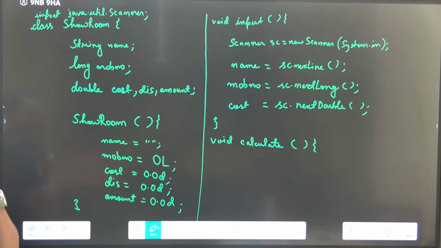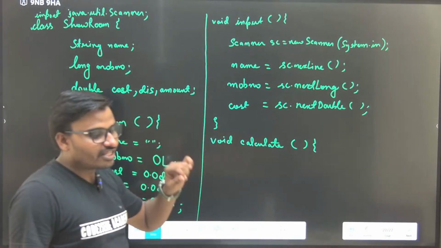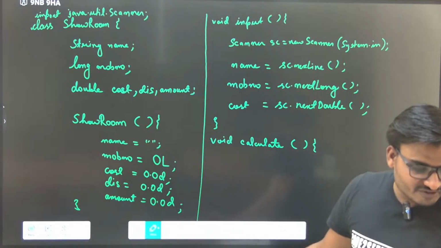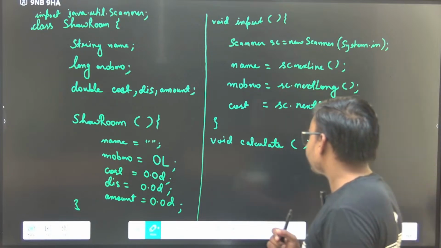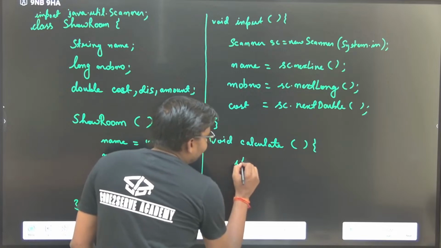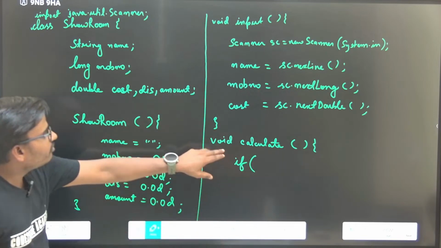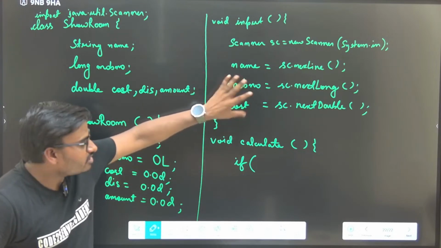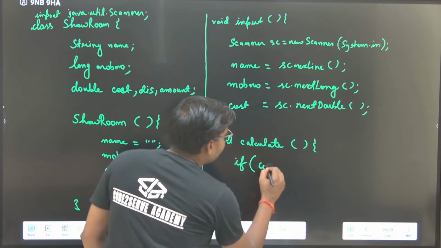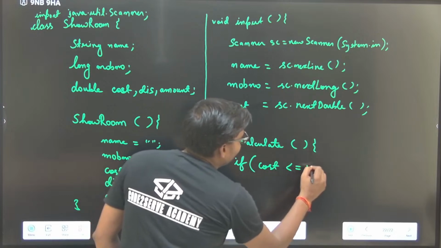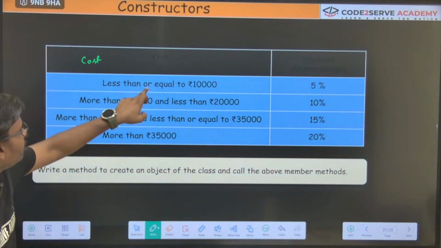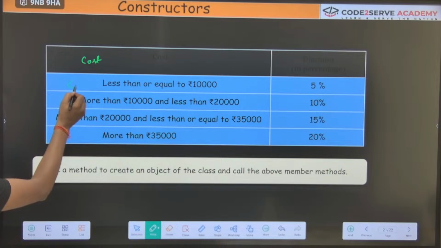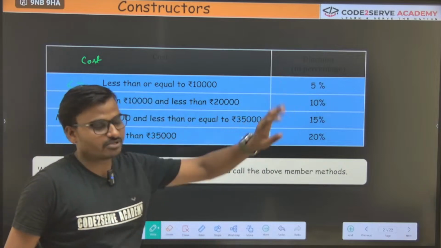What we have to check is whether the cost price that we have taken is less than 10,000. Then we'll get a discount of 5%. So here we'll write the condition. We have already taken the input of this cost price. So we'll write if cost is less than or equal to 10,000. Let us check the condition again. It says less than or equal to 10,000, then 5% discount.